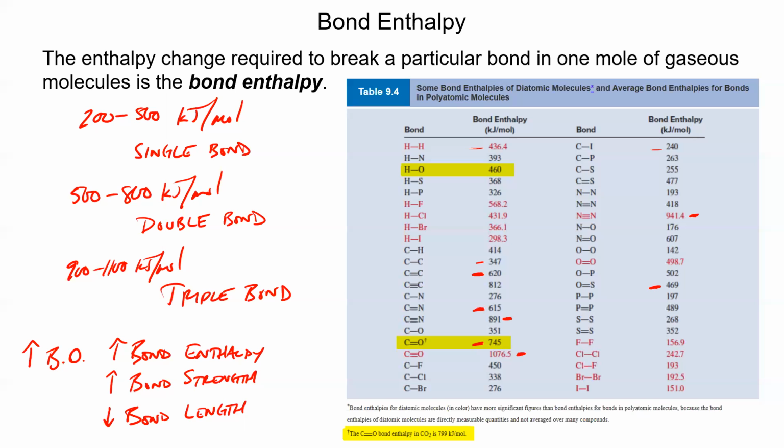Okay. I just wanted to point that out because we are going to do some practice here. And I think one of the ones that we're going to do involves CO2.